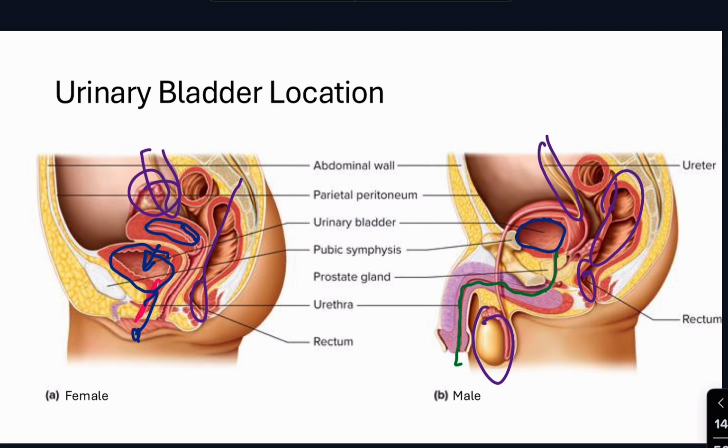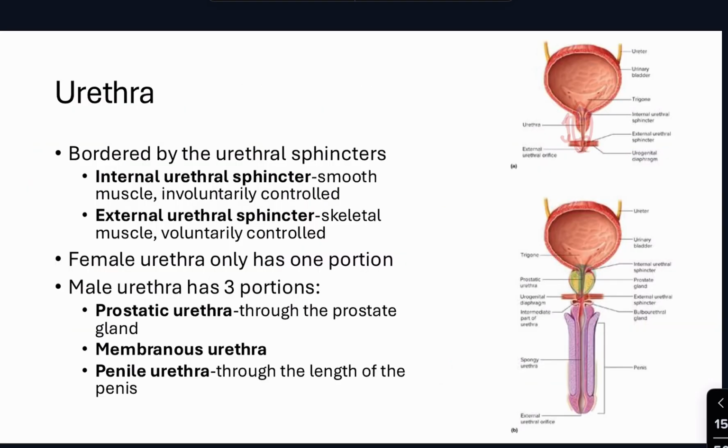Talking about the urethra briefly, we are going to have the urethra bordered by the two urethral sphincters. Okay, you're going to have an internal urethral sphincter, which is going to be smooth muscle, and that is one that we don't have voluntary control of, right? So here in the female, we're going to have the internal urethral sphincter right up here at the junction between the bladder and the urethra. And in males, we'll have the same thing. We'll have an internal urethral sphincter at the junction between the bladder and the urethra.